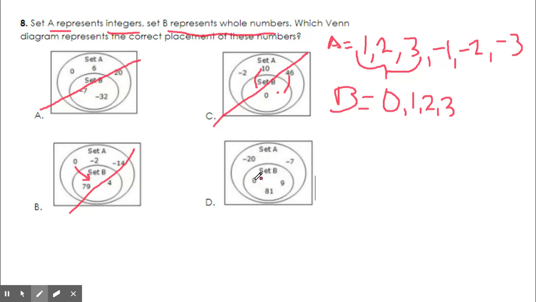D, they've got 0 as a whole number, 81 is a whole number, 9 is a whole number. Then they've got the negatives outside. Now the reason why the negatives work outside is because they are integers, but they're not a type of whole number. So these are integers. Actually, all of these are integers. And then these are the ones that are only whole numbers. So D is the best answer choice out of those.